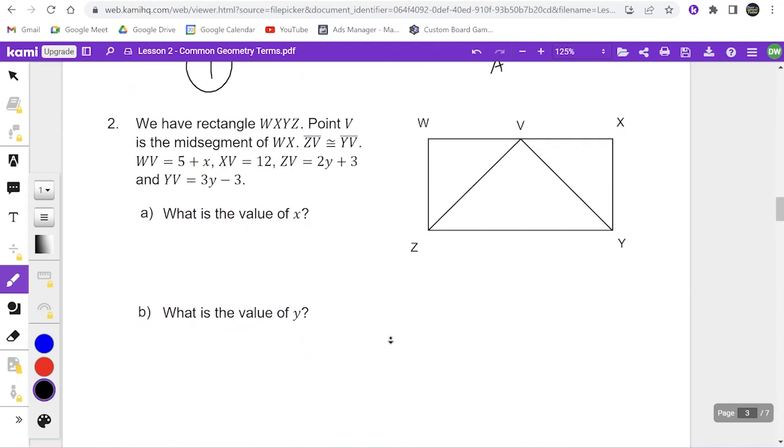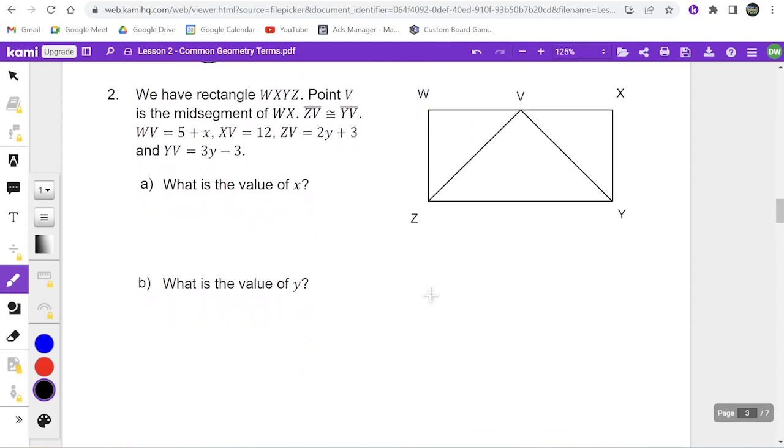Now we're on to number 2. We have a rectangle, rectangle WXYZ. Point V is the mid-segment of WX. What's a mid-segment? Remember, mid-segment is the same thing as a midpoint. It just means it cuts it in half, just like a bisector. So what I'm going to write is WV and VX are congruent to each other. That's the very first thing I'm going to write.